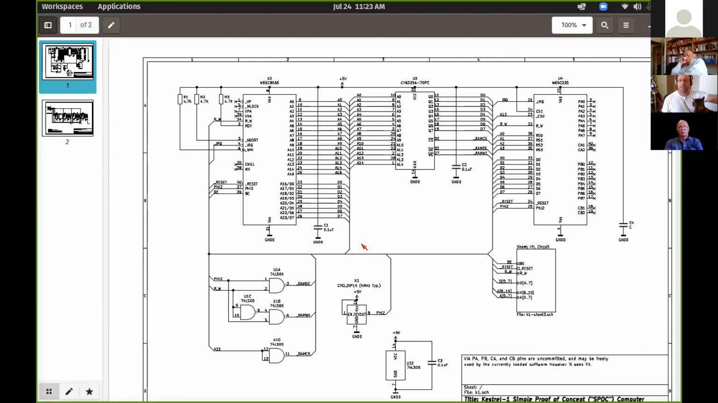And yeah, so that is the Kestrel-1. That is the circuit that got me off on the Kestrel bandwagon, so to speak. Any questions?